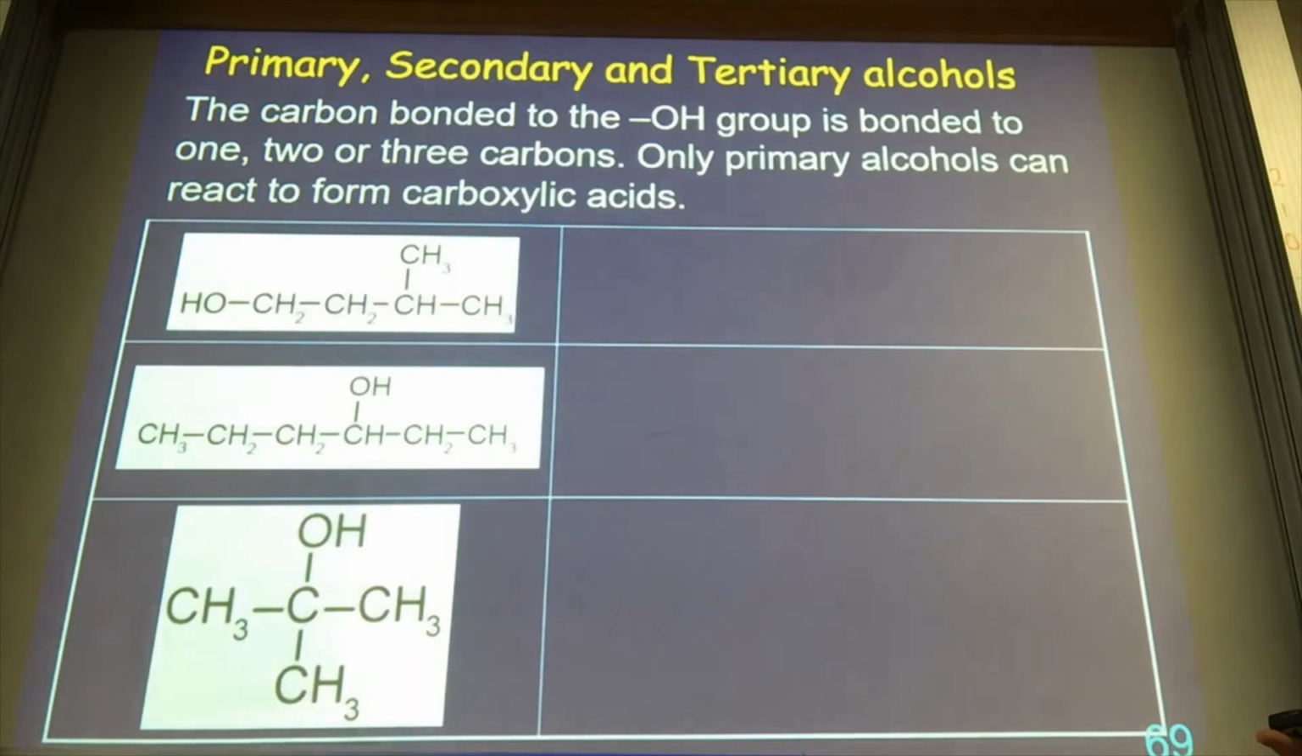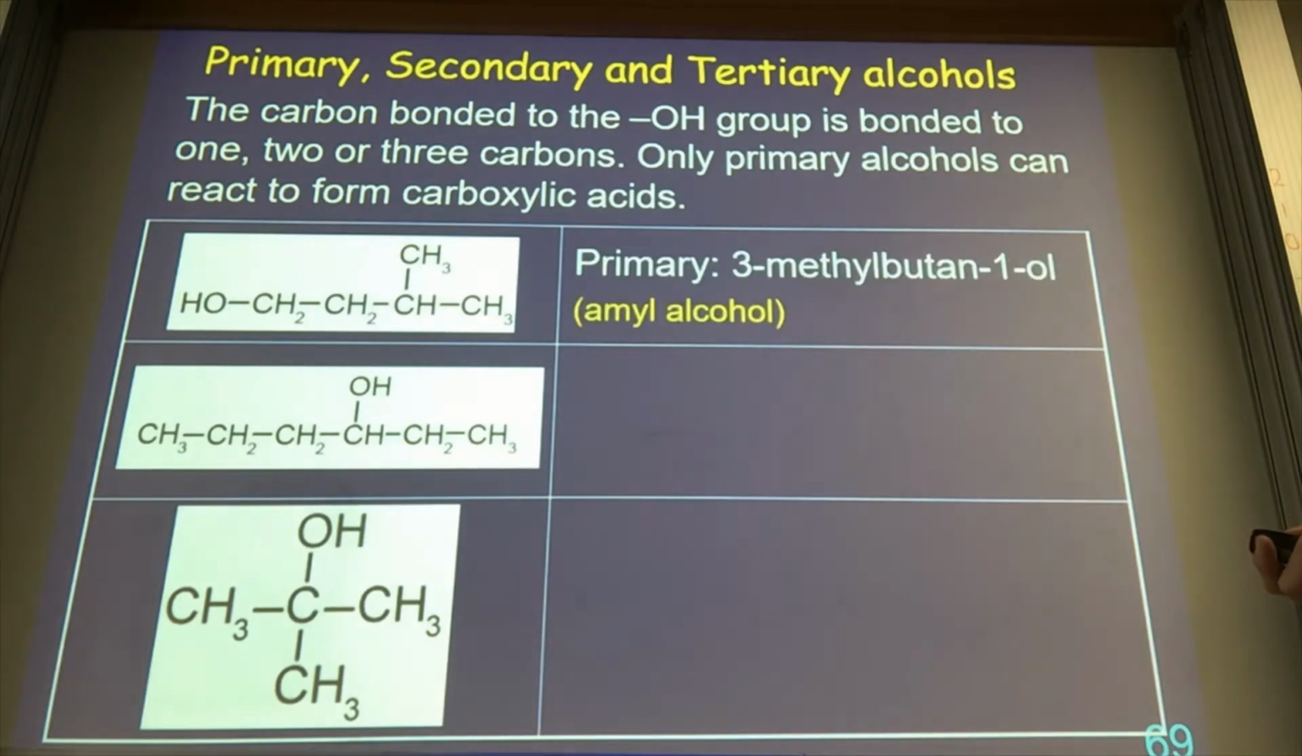Only primary alcohols can react to form carboxylic acids, so that's a synthesis that we'll be looking at in the next chapter. We want to make carboxylic acids from alcohols. Well, since the carboxyl group has to be on the end of the chain, then if we're going to react an alcohol, it has to be an alcohol with the hydroxyl group on the end of the chain. So this hydroxyl group, it's a primary alcohol, and naming it, of course, we're going to number the carbons from this end, so it'll be 3-methylbutan-1-ol, amyl alcohol.